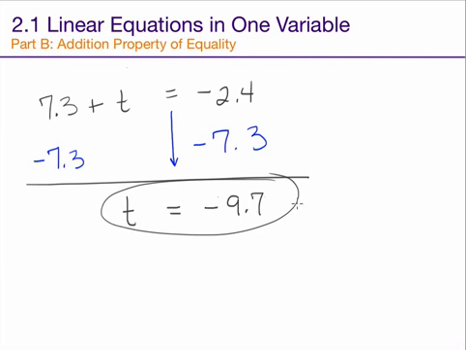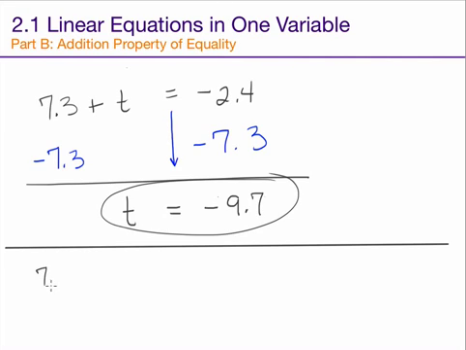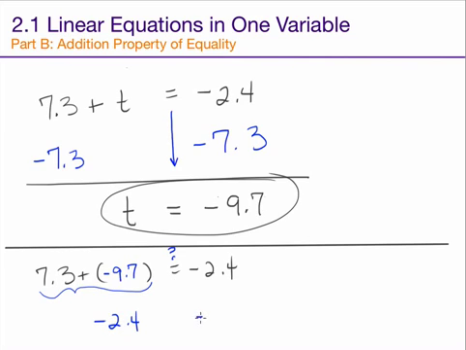Let's check it this time to make sure it's really right. My original equation said 7.3 plus t equals negative 2.4. If t really is negative 9.7, then this will be a true statement. What's 7.3 plus negative 9.7? It's negative 2.4. Since both sides of the equation are equal, the value I found for t is the right one. It's the solution to the equation. So my answer is t equals negative 9.7.